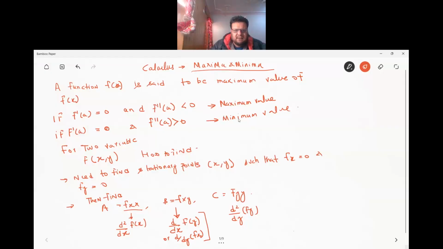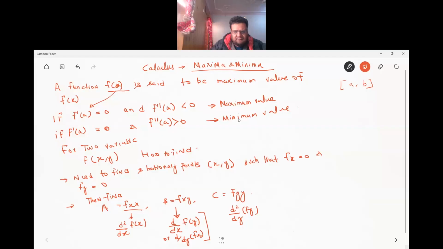So we'll be starting with calculus maxima and minima. If you are given any function like f of x, and you need to check its maximum and minimum value, what you need to do is first identify a point. Let there be any points a and b, this is the interval a and b.